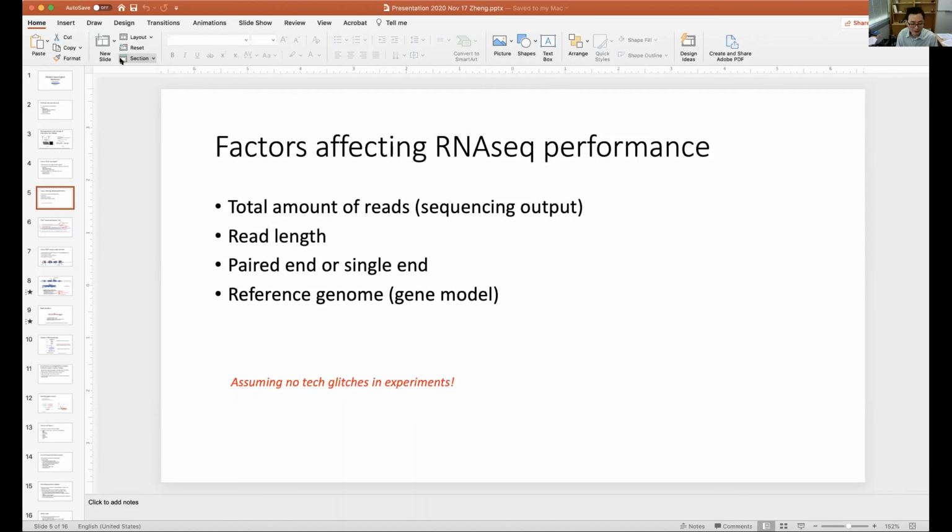And one aspect that I think people often ignore is whether you have the reference genome or whether you don't. Now, when I say reference genome, I know most of us work with human cells. What I really mean is whether you have accurate annotations for the gene models. How accurate are the exon boundaries, the UTRs, and so forth. Now, assuming technical glitches are not an issue in those experiments.